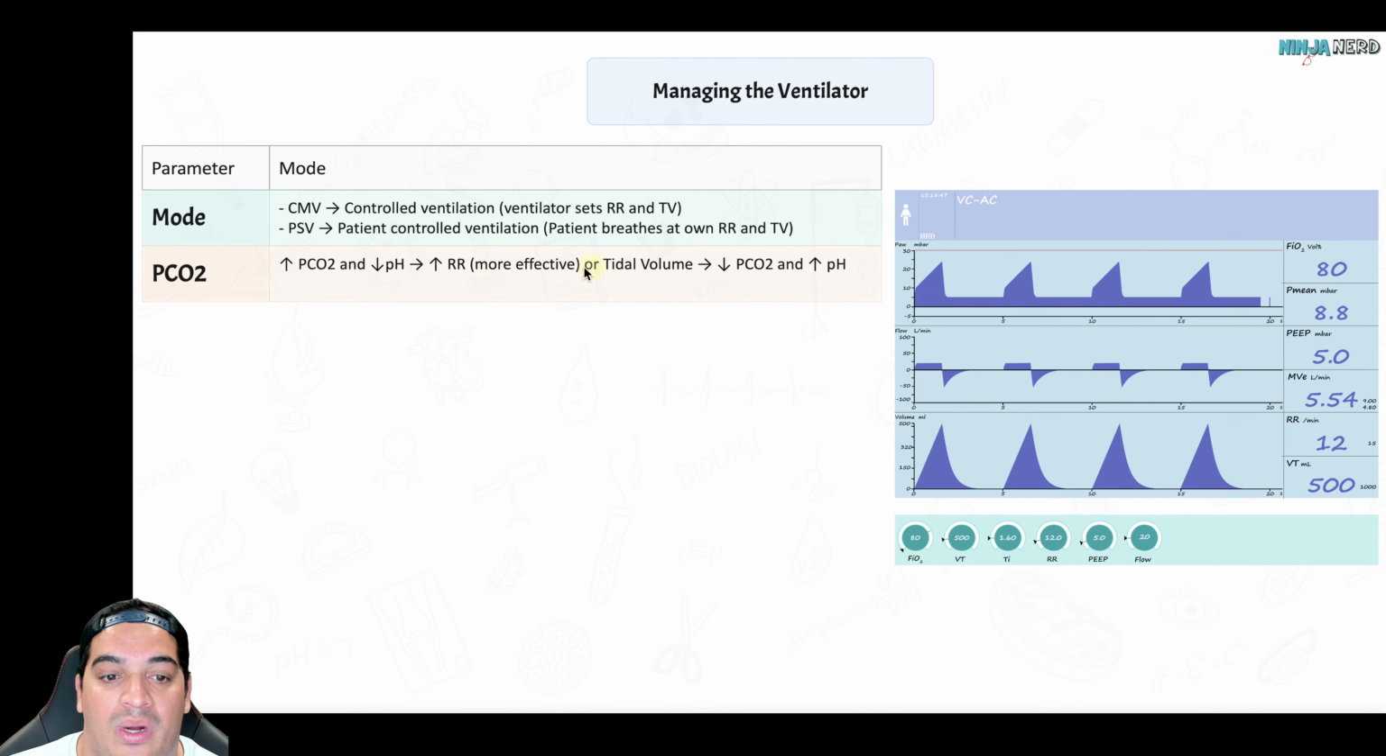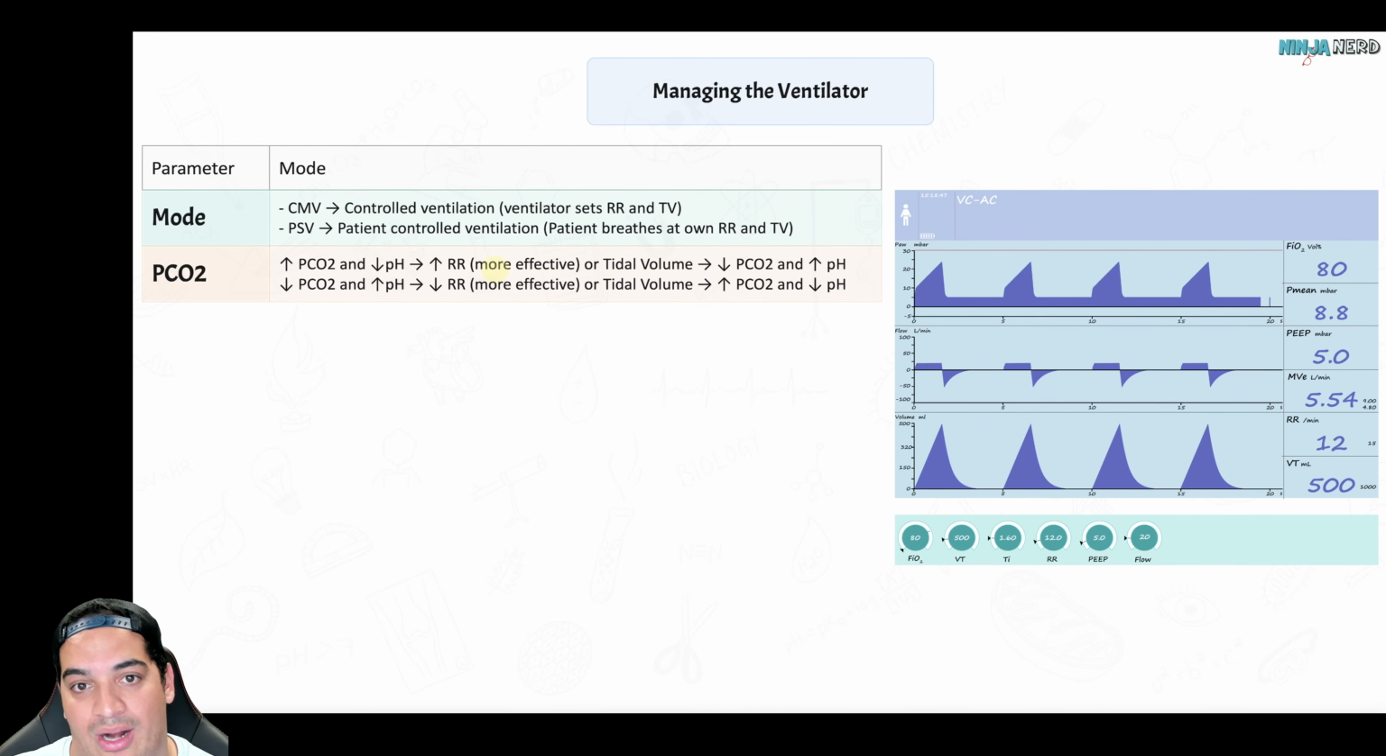If you have to pick between the two, respiratory rate is going to be the more effective one. Same way, test your knowledge. If the PCO2 is low, what do you need to do? Then you need to decrease the respiratory rate or decrease the tidal volume, because that will help to bring it up. You're just trying to reduce their ventilation. So PCO2 is tied to respiratory rate and tidal volume.